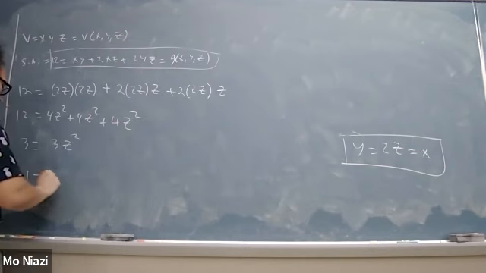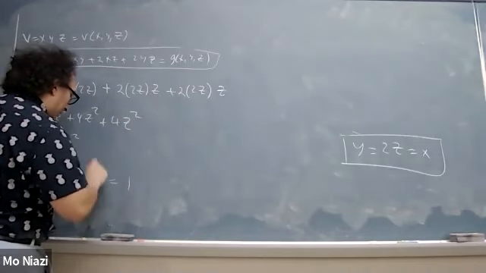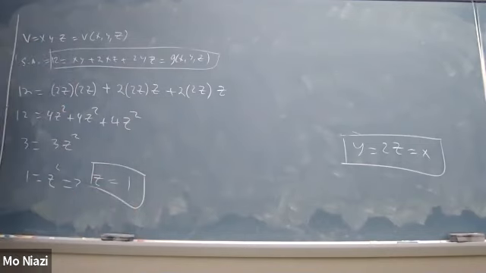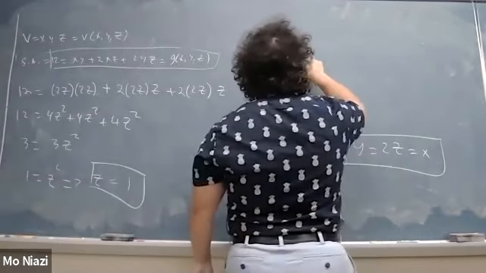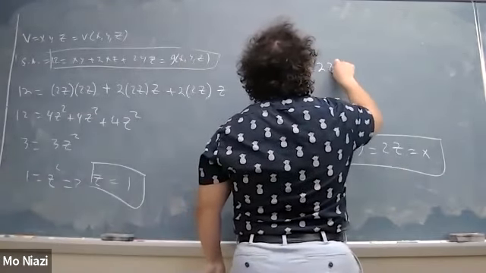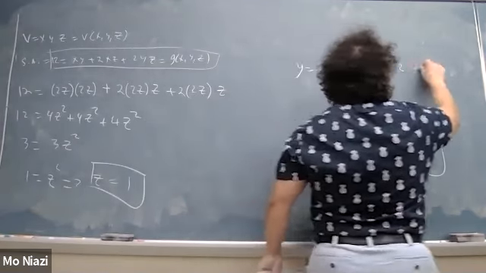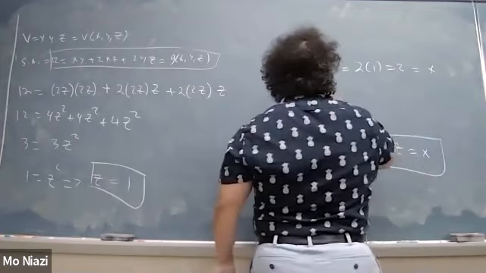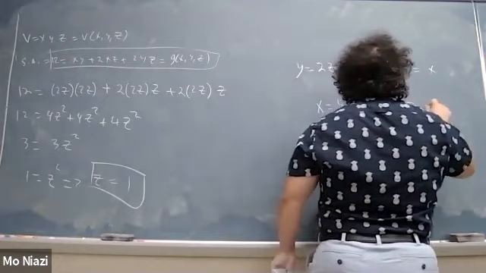I get 1 is equal to z squared. Take the square root. I get z is equal to technically plus or minus 1. But we don't want to have a negative length. So we just take positive 1. So we now know that z is equal to positive 1. And if y is equal to 2z, then that means y is equal to 2 times 1, which is 2. But then y equals x, so x is also equal to 2. So I get x is equal to y, which is equal to 2. And I get that z is equal to 1.